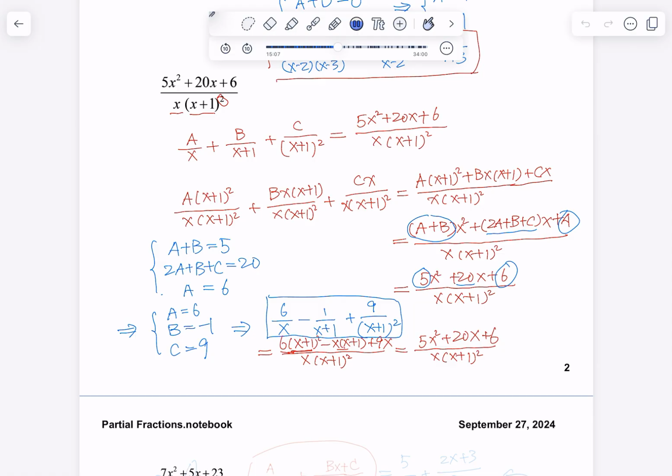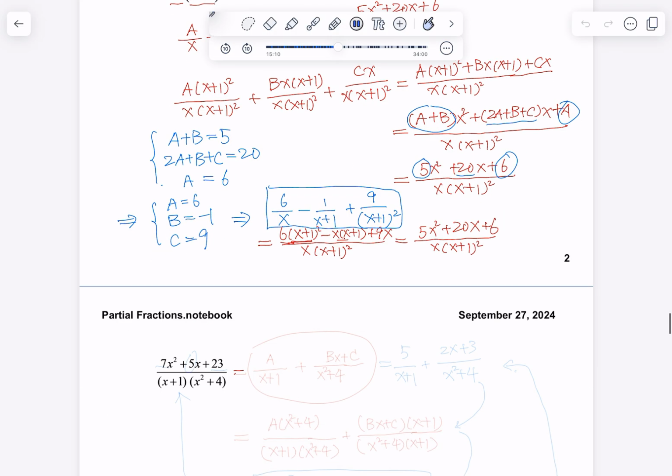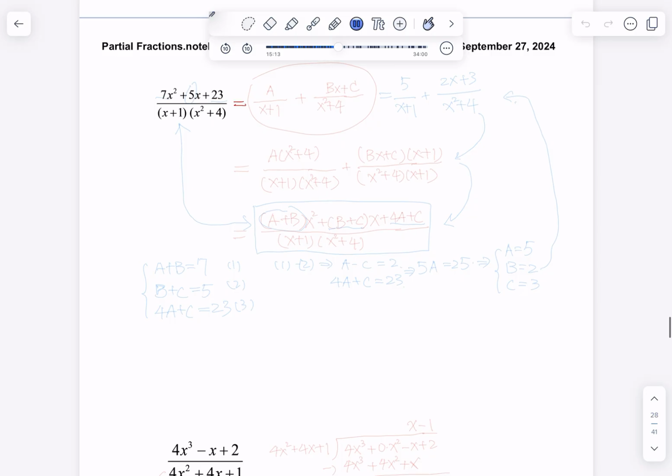Let's work on the third example here. In this case, we would want to decompose this rational function into two terms: a over x plus 1, plus b over x squared plus 4. Since the second term has a quadratic in the denominator as an irreducible factor, we must include a linear function as its numerator. So that will be bx plus c. Now we have a, b, and c, three unknown coefficients to be determined.